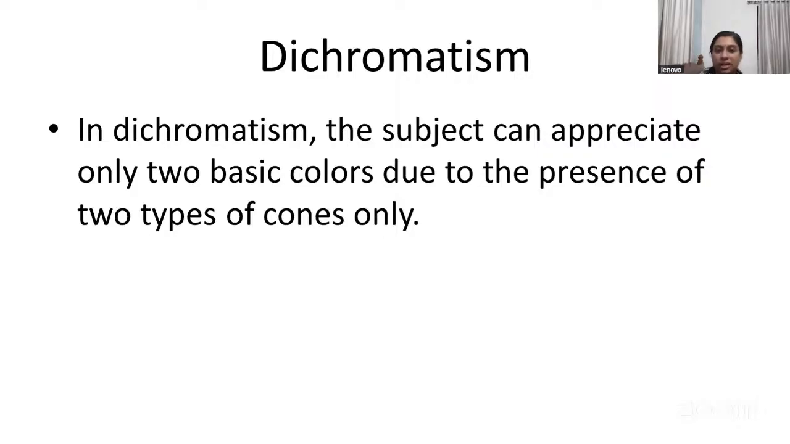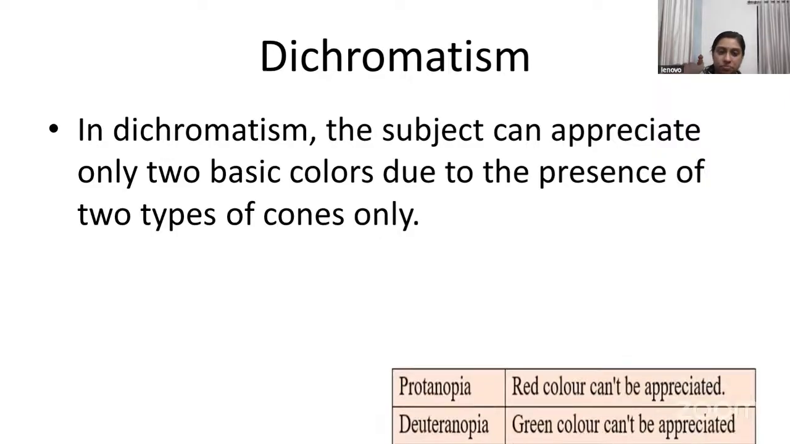Now, what is dichromatism? It is a phenomenon in which the subject can appreciate only two basic colors. There are three primary colors, but dichromatism patients can appreciate only two basic colors, since they have only two types of cones. That's what we call dichromatism.